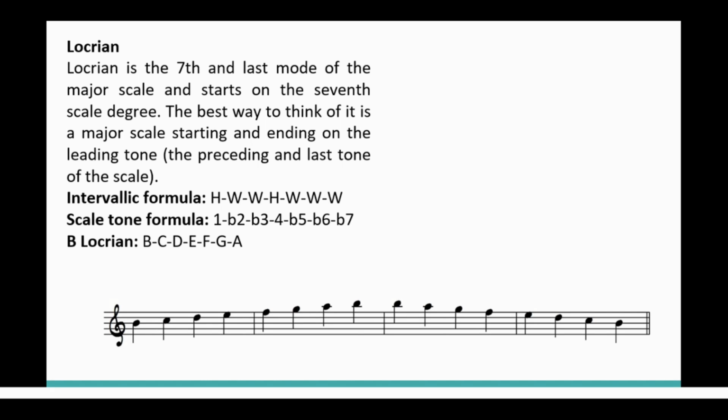Okay, Locrian, this is the last one. Locrian is the 7th and last mode of the major scale. Starts on the 7th scale degree. Okay, so just think of it as a major scale starting on what we call the leading tone, the last tone of the scale. So we're going to start it on B in this case. Right, it's kind of that more spooky sounding mode there, that spooky sounding scale. All right, so that is the concept of modes.